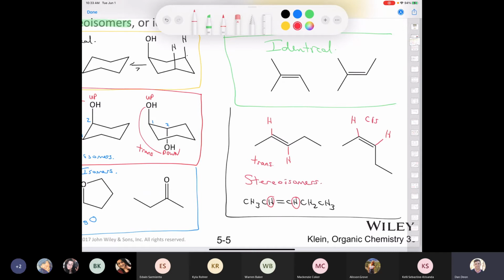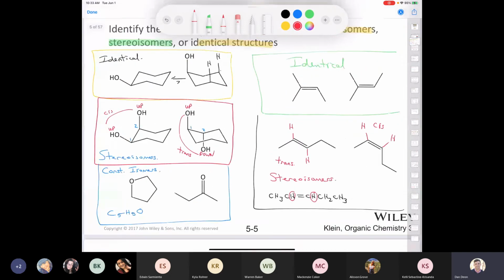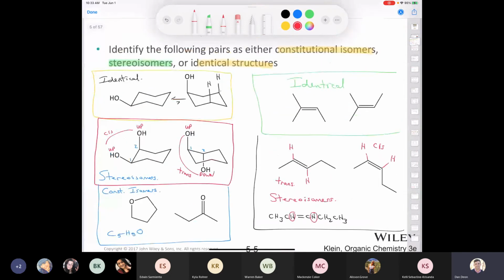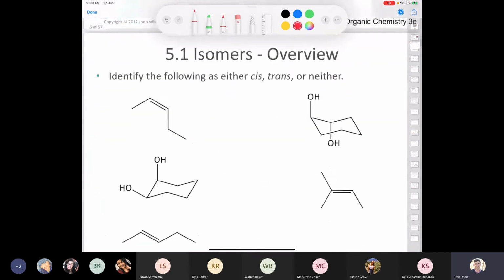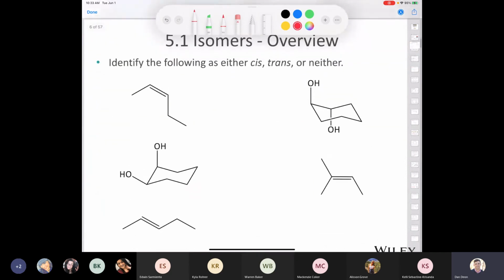Stereoisomers, right? They have the same connectivity, but they have a different arrangement of the atoms in space. So again, trans and cis. So the first one would be called trans-2-pentene, and the second one would be called cis-2-pentene. All right, there we go. So that's a little practice on constitutional isomers, stereoisomers, identical structures. Let's try some more practice on cis-trans. So cis, trans, or neither.